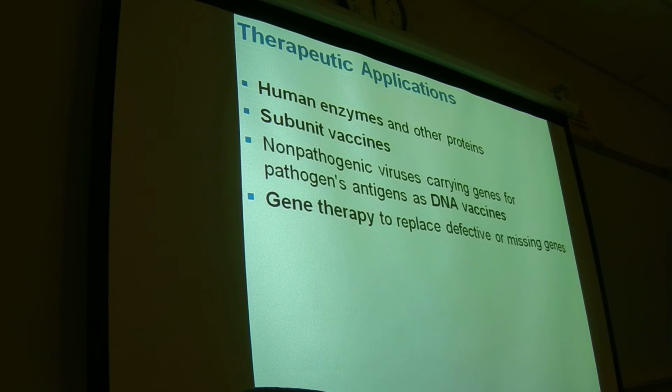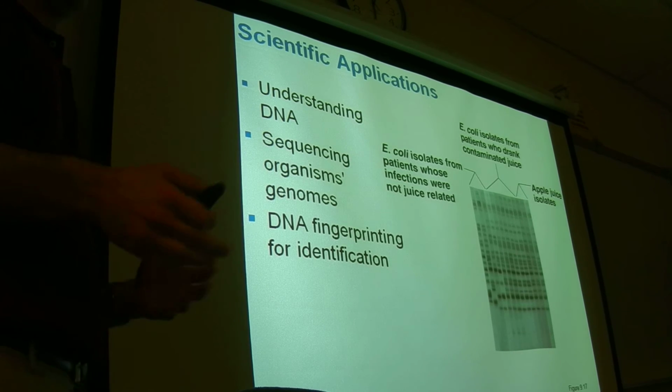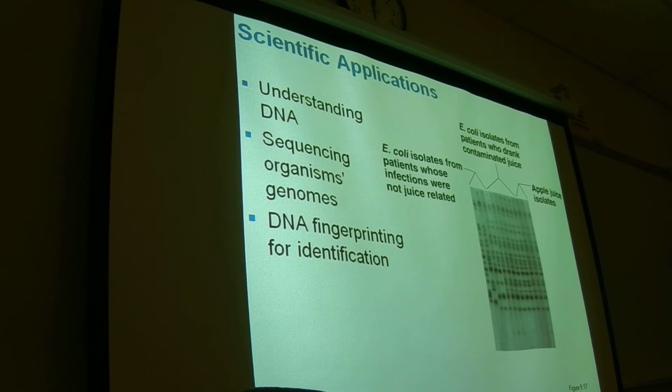Some subunit vaccines, so these are vaccines that actually contain proteins of the pathogens that we're trying to vaccinate against. So we use it in that case. DNA vaccines, gene therapy, these are all possibilities where we use recombinant DNA. There's also some scientific applications of looking at DNA from a pathology point of view. So if you look at DNA from bacteria or a virus, you can usually use that to identify where an infection came from.